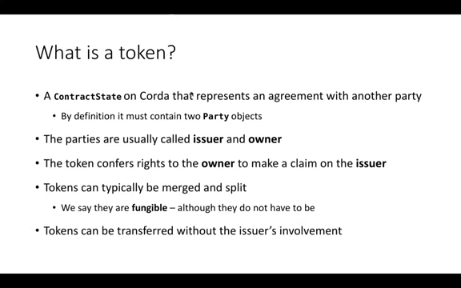In Corda, we typically call the parties issuer and owner, because we have an issuer of the token. Let's say if we have a company that wants to issue shares, tokens representing shares on Corda, then the company would be the issuer and the owners would be the investors. And these tokens typically confer rights to the owners to make a claim on the issuer, for the issuer to deliver what the underlying is, or actually, this depends.